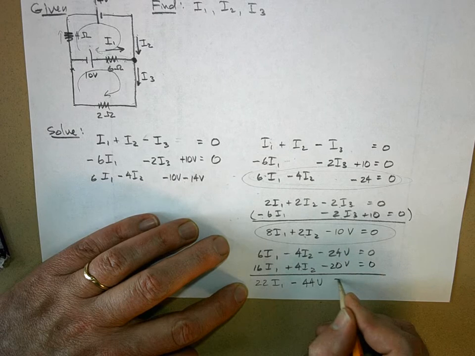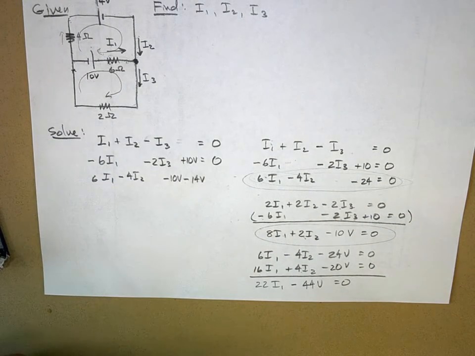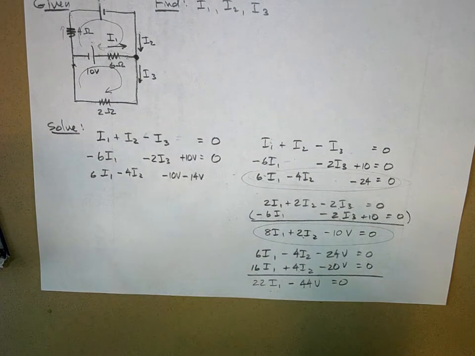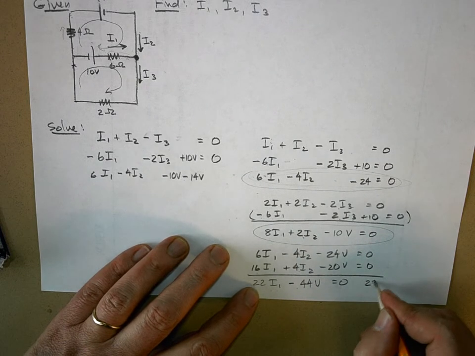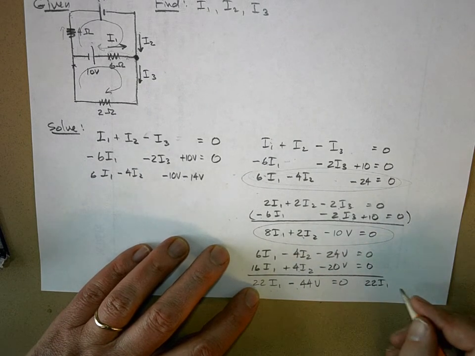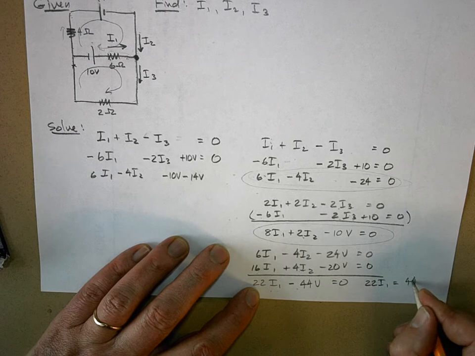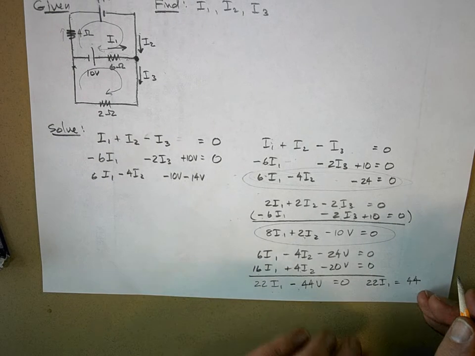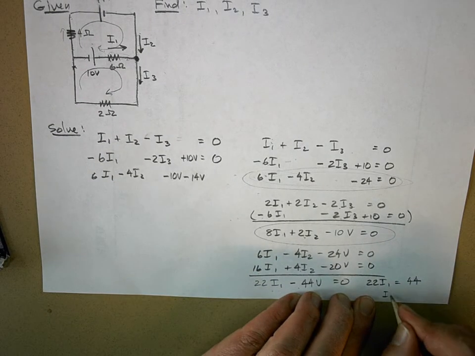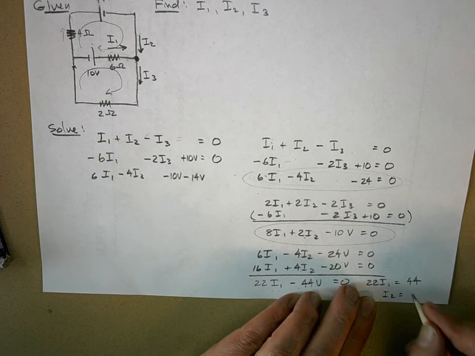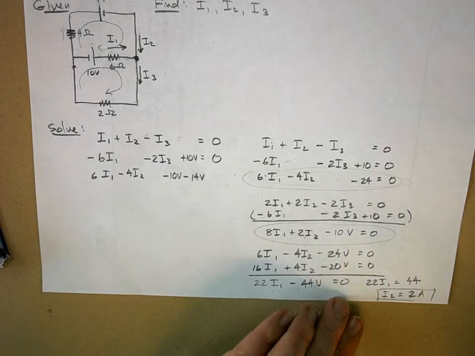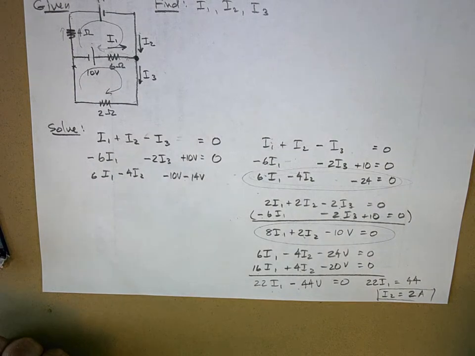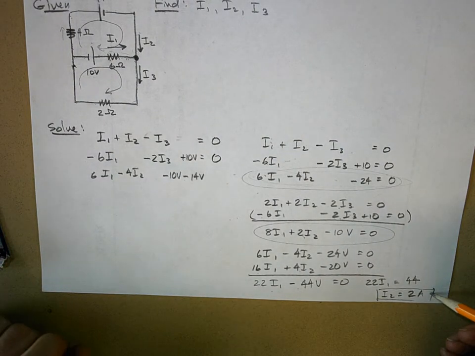No, there's only one I1. I mean, there's only one unknown. It's I1. I can do this. So put this on the other side. I got 22 I1 equals 44. And look at this. I1 equals, well, 44 divided by 22 is 2 amps. Now we put the units back in. And voila, there's I2. Well, if I've got I2, it's pretty easy to figure out what I1 is.